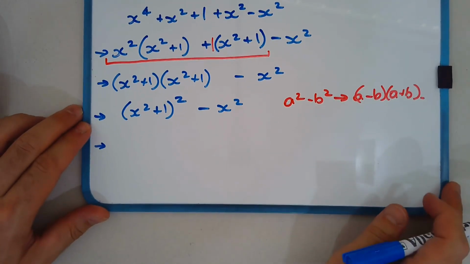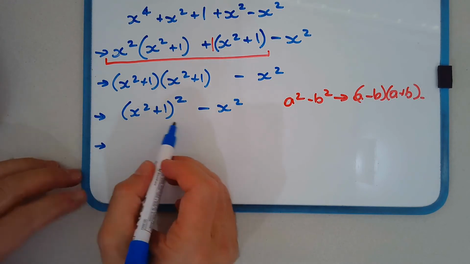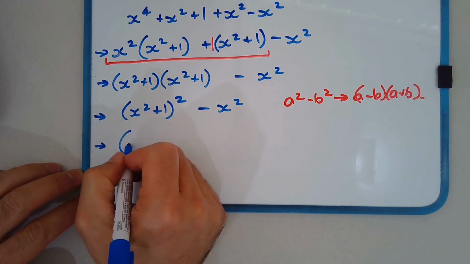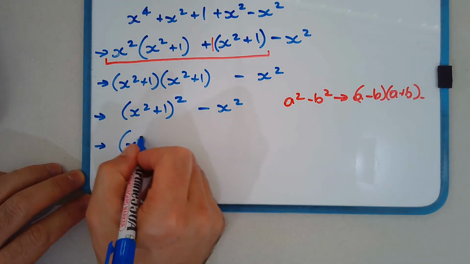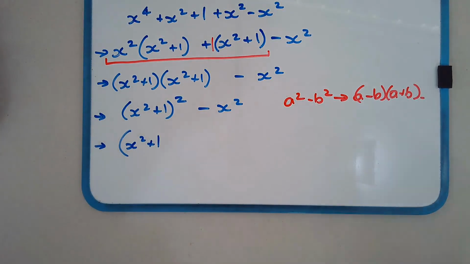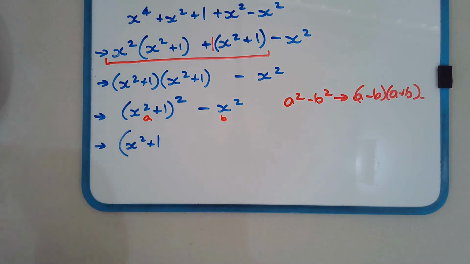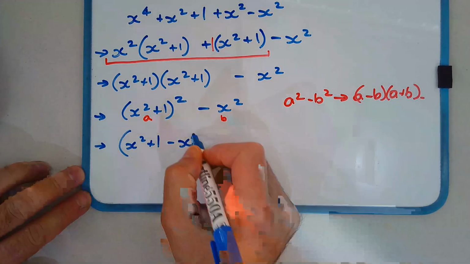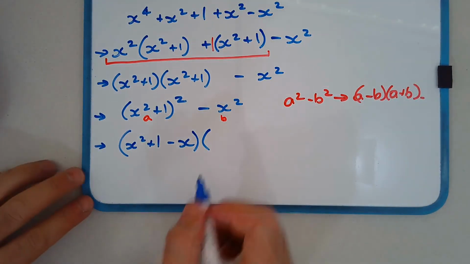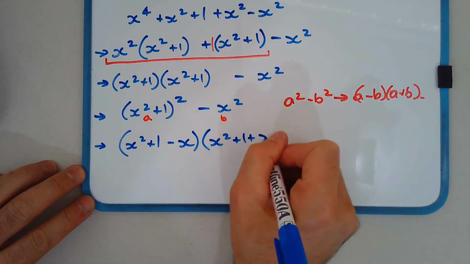All right, let's keep going. So that's going to be a minus b. That's our a. So that's going to be x squared plus 1. I'll write it here just to make it a bit clearer. That's our a, and that's our b. So a minus b, we'll take the square root of the x squared, which is x, and then a plus b. So it's going to be x squared plus 1 plus x.